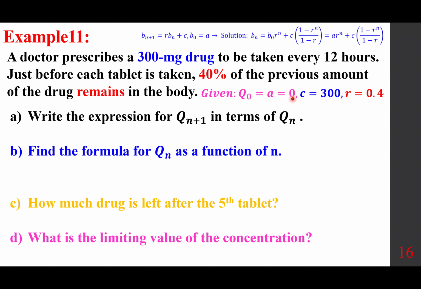And so if I want to come up with Q sub n plus 1, I'm going to write B sub n plus 1, and I'm going to change the B to Q. So B changes to Q. Now, all I have to do is refer back to what I wrote as the given. Replace the R with 0.4, lowercase c with 300, and I'm done.